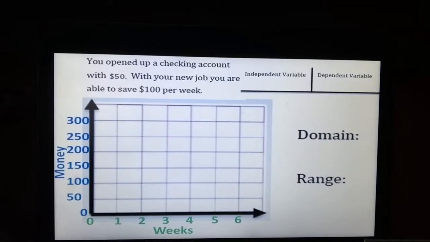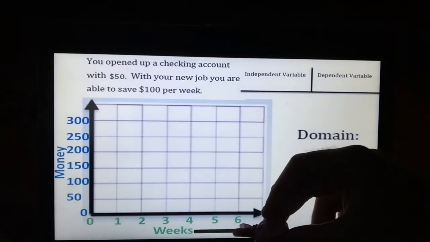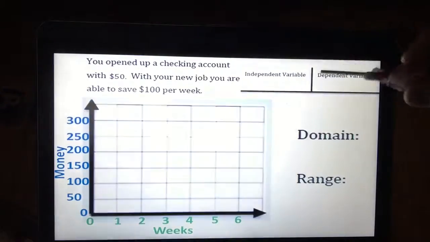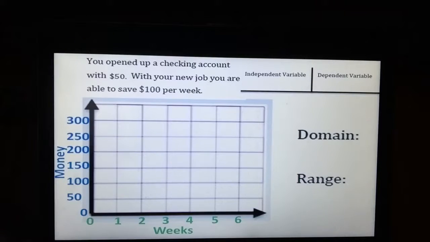Now for this one, it says you open up a checking account with $50. With your new job, you are able to save $100 per week. Okay, so the independent variable and the dependent variable, go ahead and figure that out. All right, hopefully you got that right. So the independent variable is the x-axis, which is weeks. The dependent variable is the y-axis, which is the money.